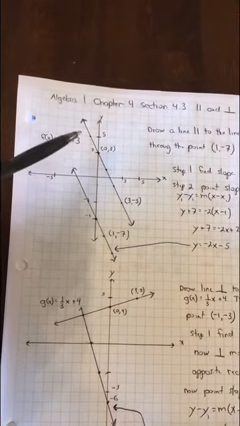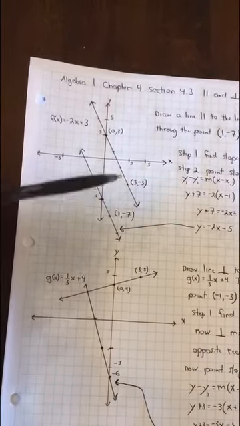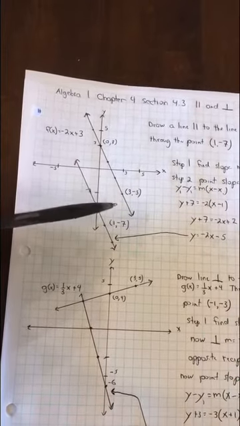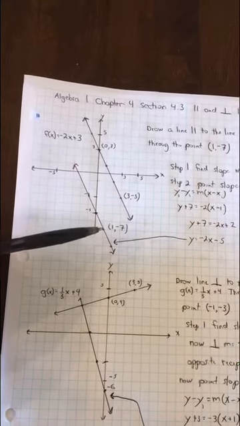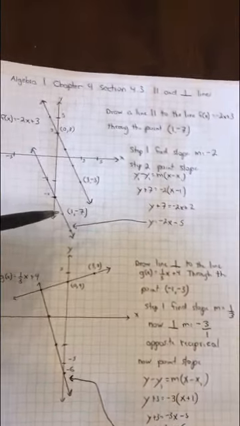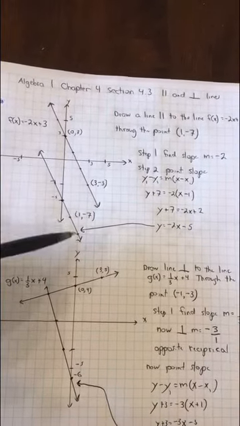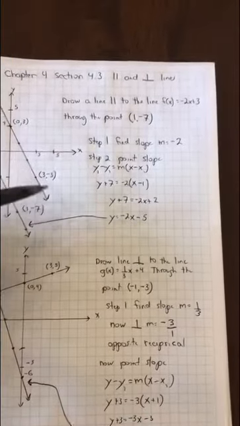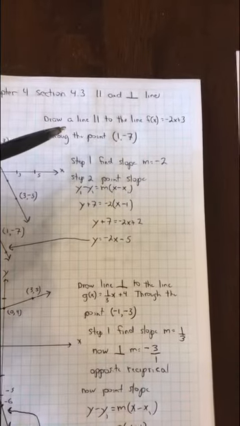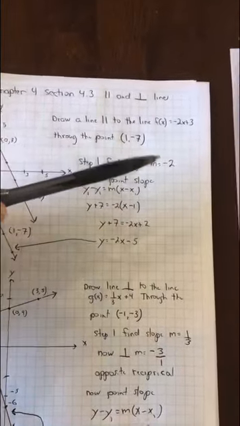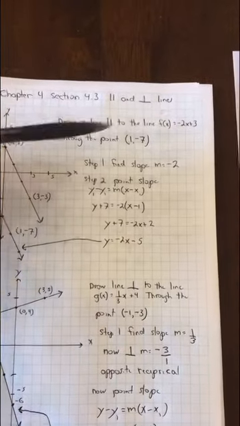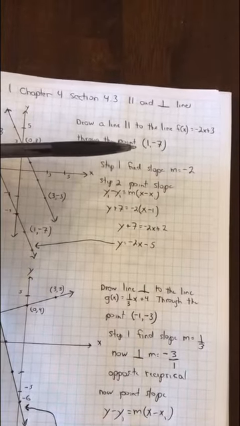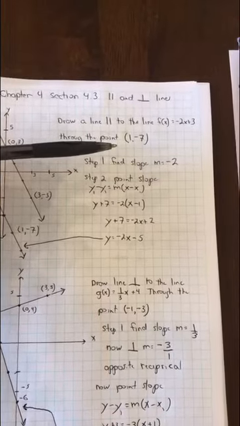There's my line. Now what I want is a line that's parallel to this line, but I want it to go through this point right here. So I've already got the line drawn, so we know where it's going to be. Now let's watch the mechanics and let's get it there. So here it is. Draw a line that's parallel to the line f of x is equal to negative 2x plus 3, and I want it to go through the point 1 comma negative 7.